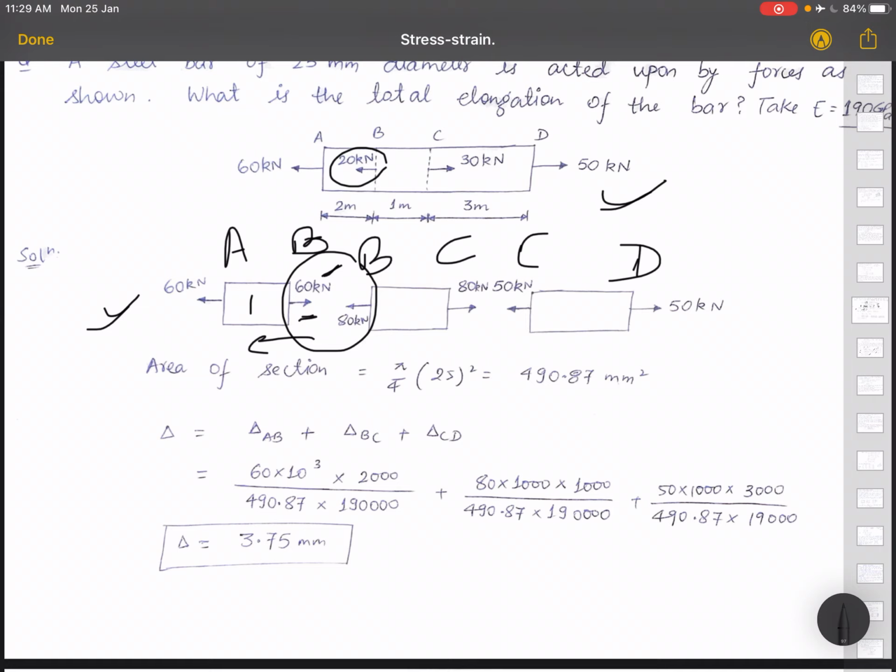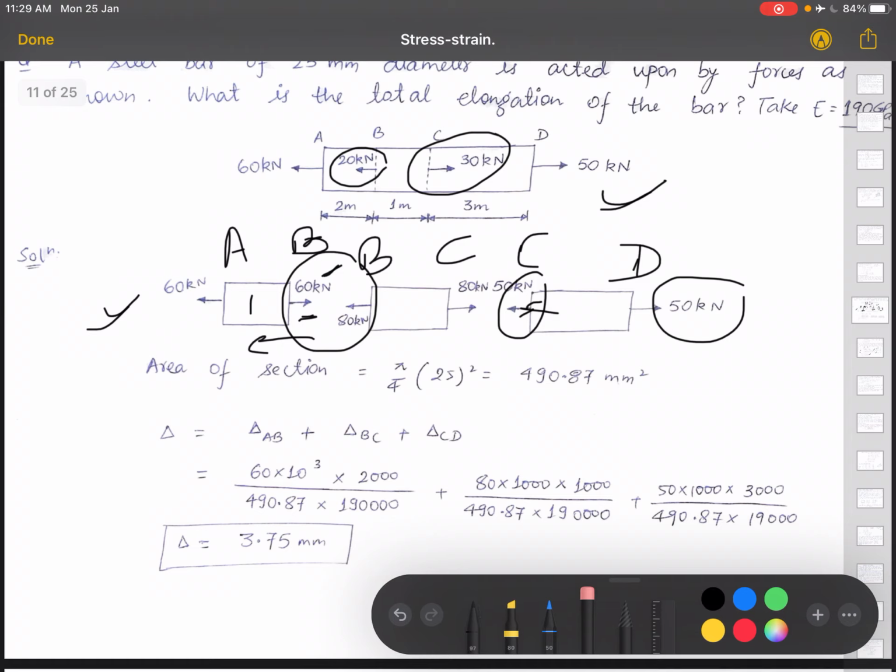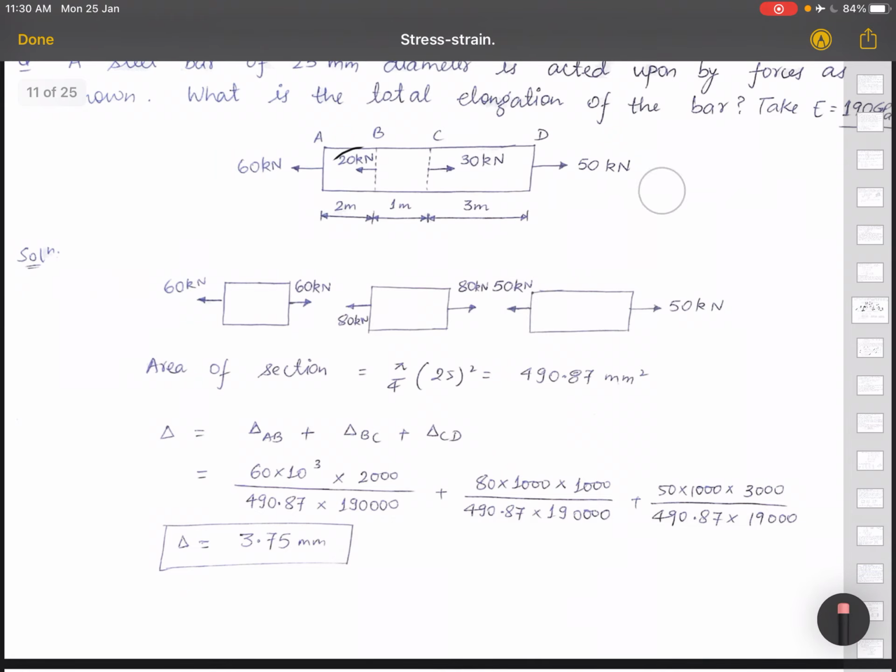Or you can start from here. 50 is here, so again 50 we have to apply to make this in equilibrium. And you can see at this section 30 kilonewton rightward force is required. So this is leftward 50, so to make it plus 30 rightward we have to apply 80 towards the right direction. After this diagram nothing is there, just write the deflection for each section and you will get this answer.